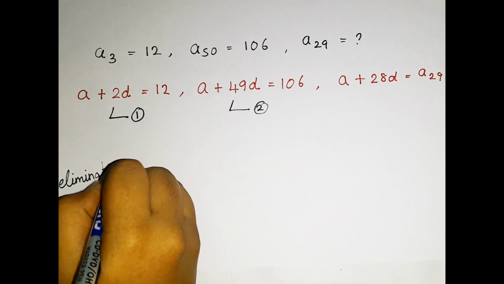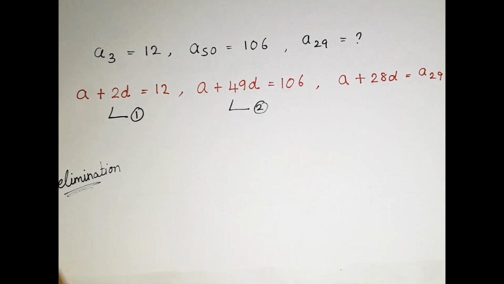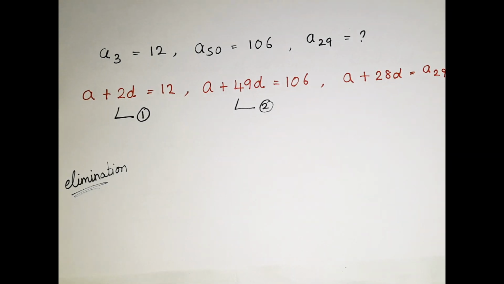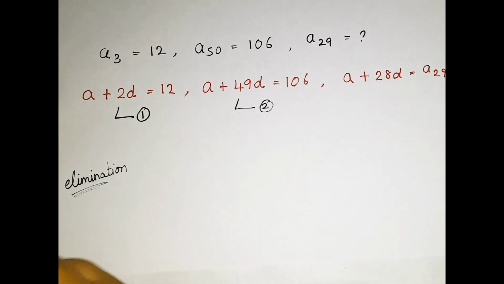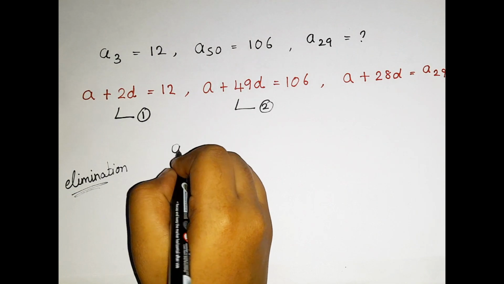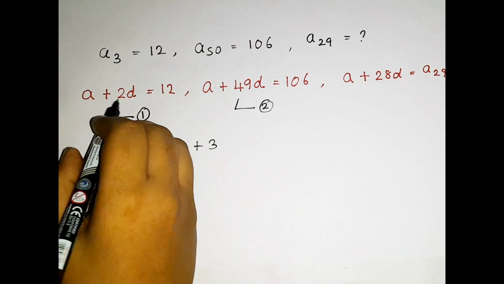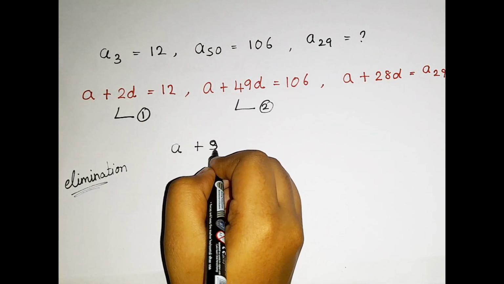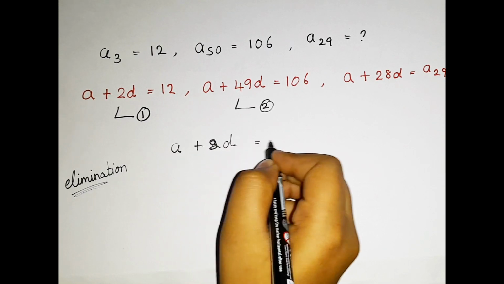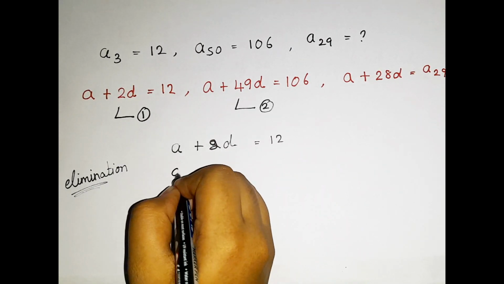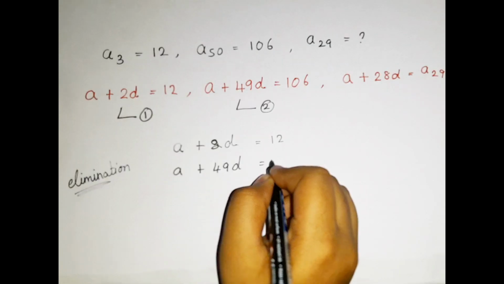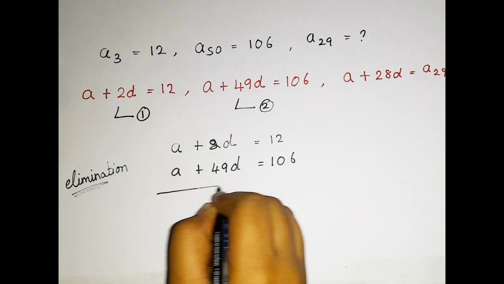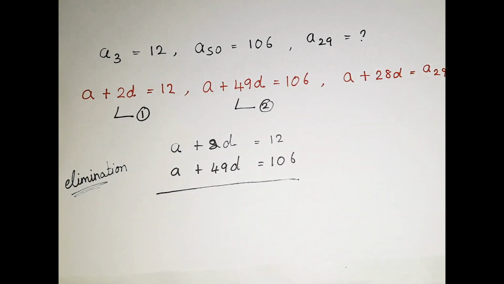Okay, elimination method, of course you guys know we studied it in the 3rd lesson, isn't it? So no need to explain the detail. Okay guys, so now we can write a plus 2d is equal to 12, and then a plus 49d is equal to 106. Here everything is in addition, right?